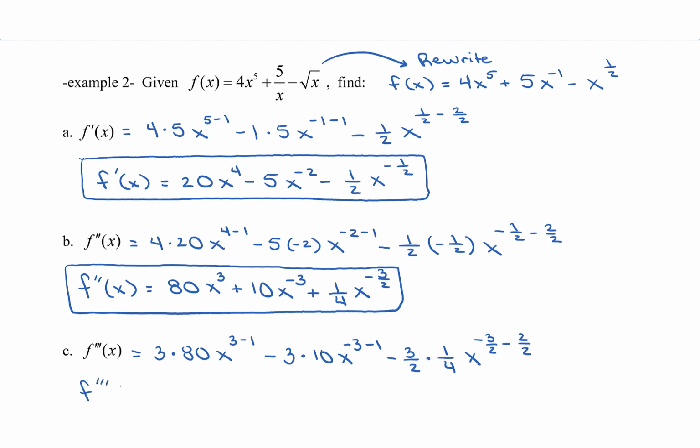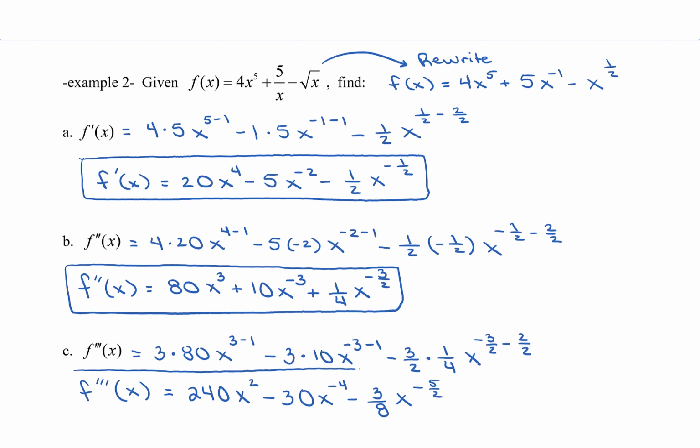If we simplify this function, we will get f triple prime of x equals 240x squared minus 30x raised to the negative 4 power minus 3/8 x raised to the negative 5/2 power. And we're going to box this answer in.